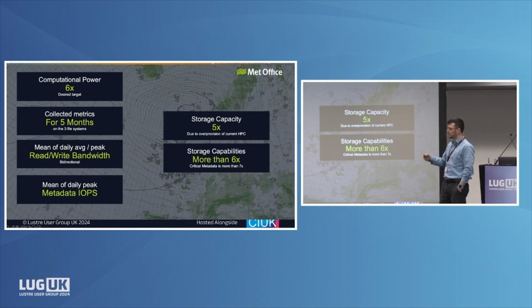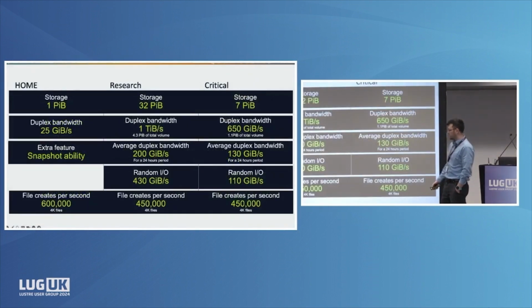In fact, for the critical metadata, the one that we are more interested in, the one that was suffering more from the various rate checks and everything, we asked for even more than 6x, around 7. So this is the information that we asked. Not shown here is that we wanted for every file system a single stream of 2 gigabytes a second. We wanted all our file systems to be POSIX compliant, and starting from the home, the one where we just store files and scripts and Python scripts, we want 1 petabyte, with a duplex bandwidth of 25 gigabytes a second.